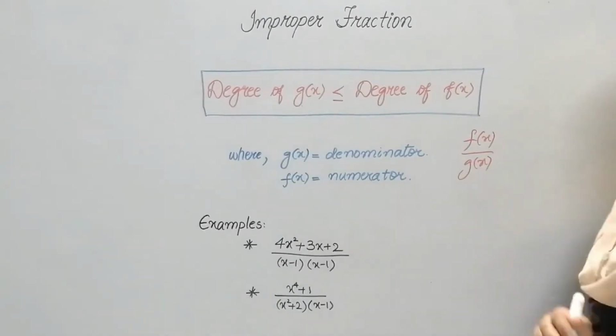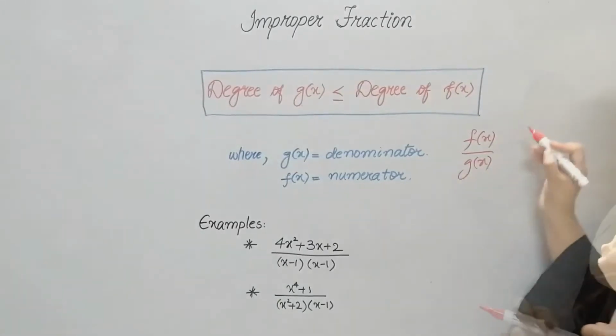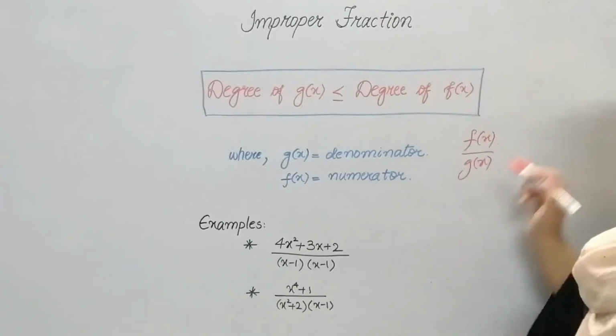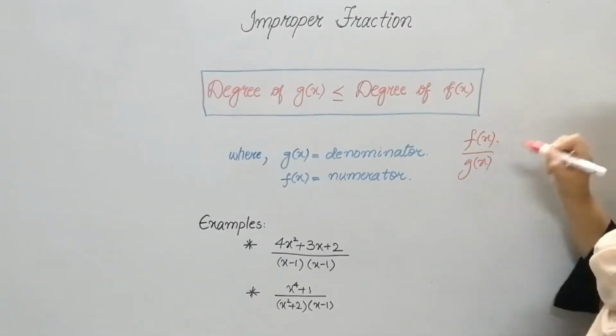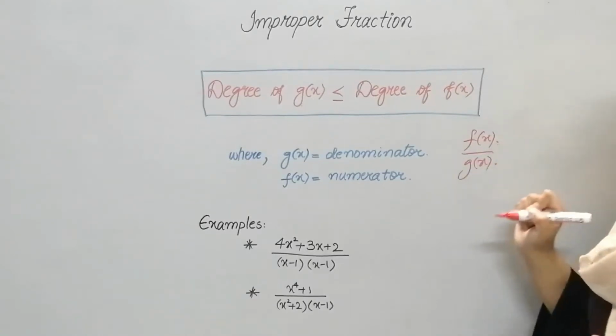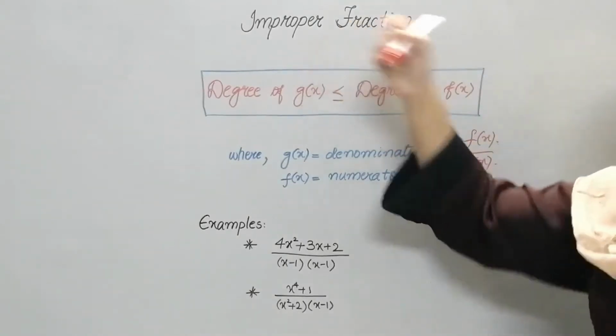My fraction is in the form of f of x by g of x. So I'm saying, an improper fraction is if the degree of this f of x, the numerator, is greater than or equal to g of x, then it will be an improper fraction.